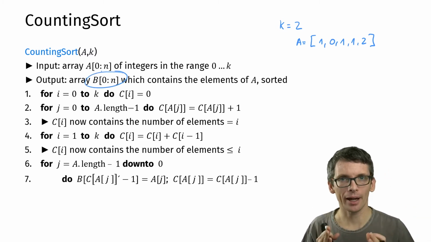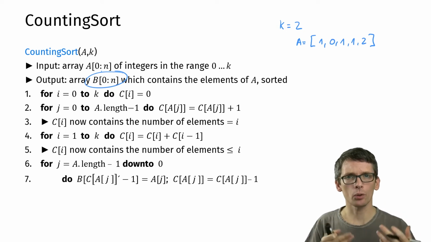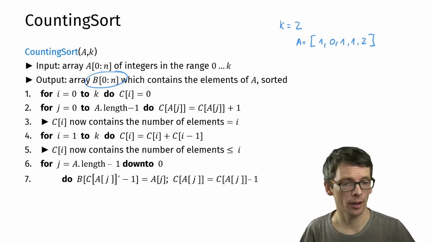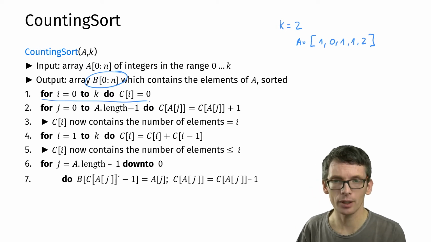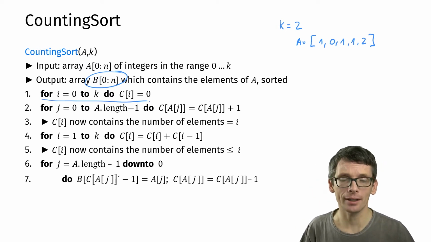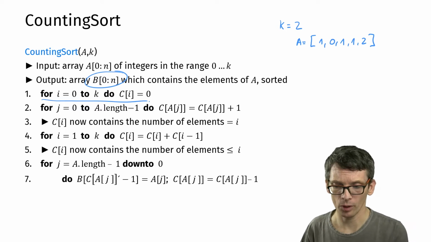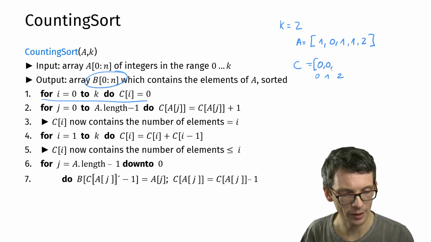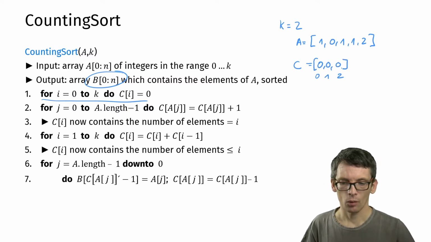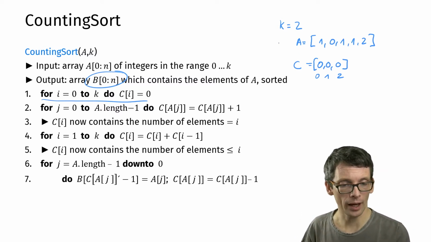We have an auxiliary array C, which we're going to use for all of the counting that we're planning to do. Because what do we do here? We start by initializing this array C as all zeros. So here we have C, it will have a position for 0, 1, and 2, and we're going to write zeros in there. What we're going to do next is go through A.